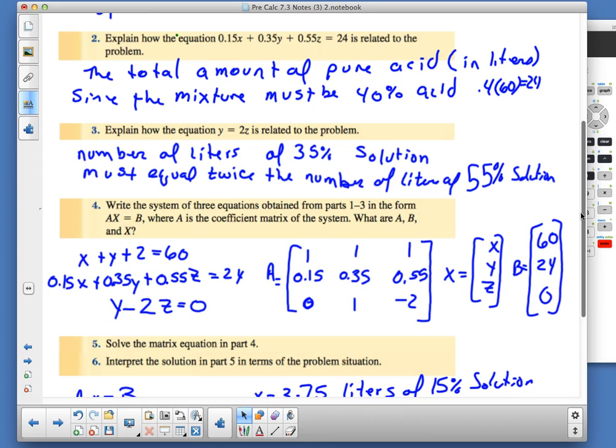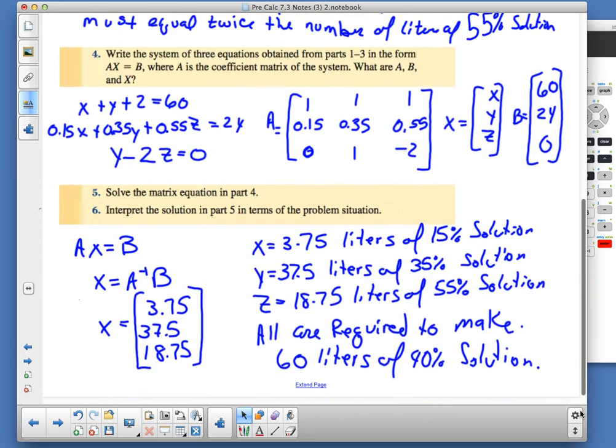Remember, when we set these matrices up, you have just as many equations as unknowns. That's a pretty regular assumption as we go through. How'd you do? They look pretty good, the ones I was looking at. And then we have to debrief it and explain our answers. We don't just say, hey, it's 3.75, 37.5, and 18.75. It's, hey, X is 3.75 liters of 15% solution, and so on and so forth, and all are required to make the 60 liters of 40% solution.